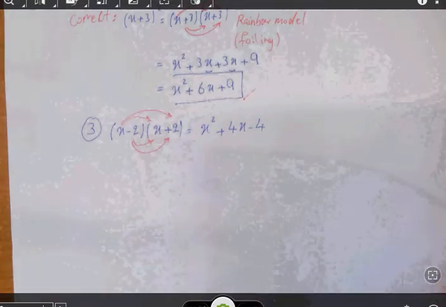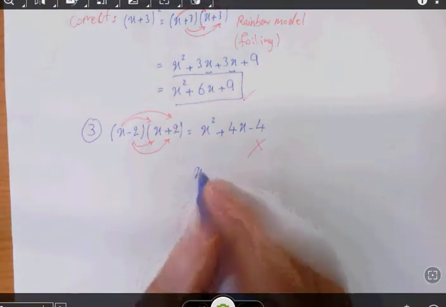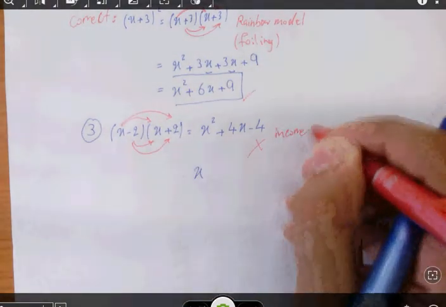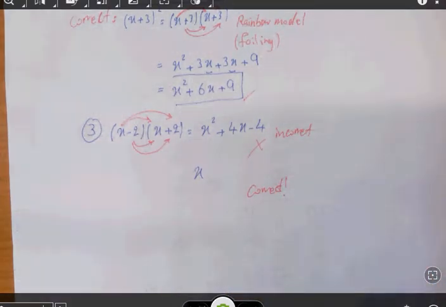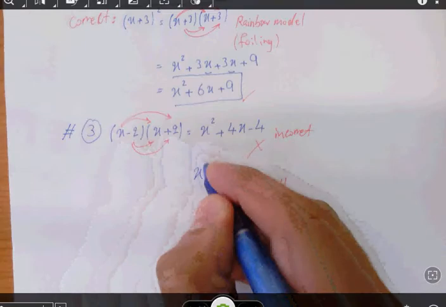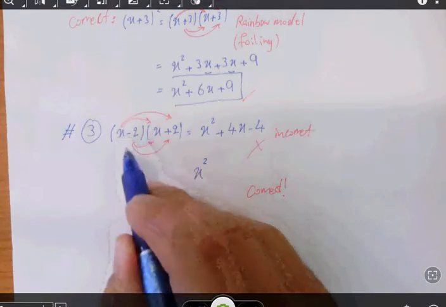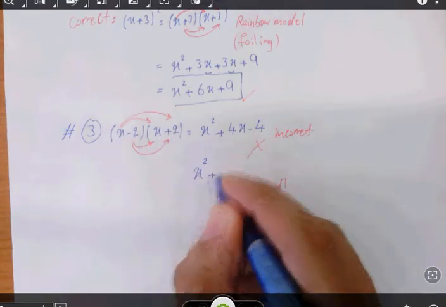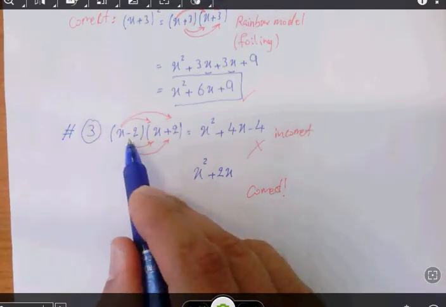Let's expand it. Just to shatter your dreams, this is not correct. Why? Because look, I need to expand it, right? Follow the procedure, rainbow model. I go x times x is x squared. So I say, well, incorrect. And then over here, I will say the correct way. And I say key mistake number 3, right? X times x is x squared. Well, x times 2 is plus 2x. Now it's a negative 2. Wow. Right? Do you know why? Because same story. Look here.